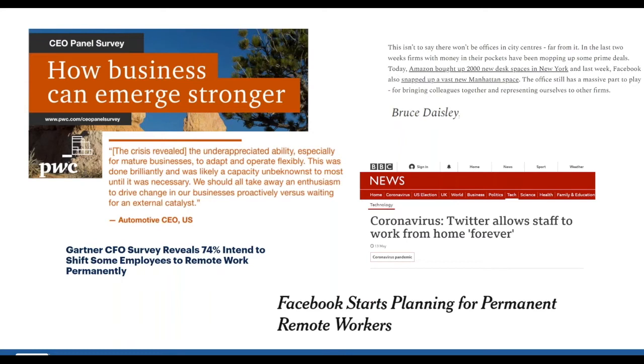Now, not all of us have the luxury of being flexible. Some of us work in manufacturing or in critical roles where we actually need to be in the office.